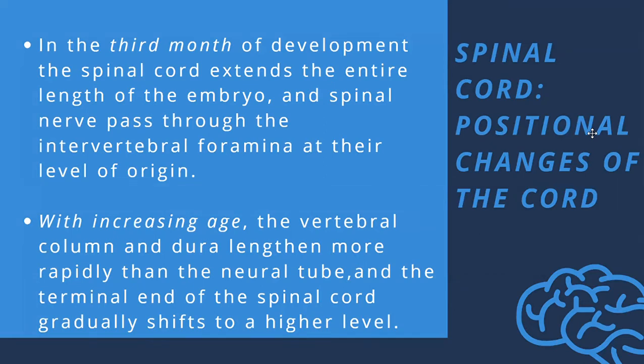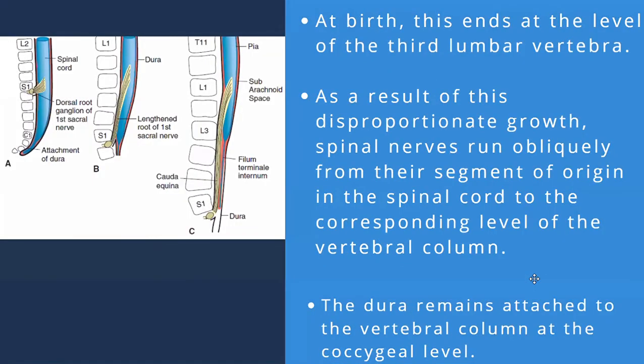The spinal cord, positional changes of the cord. In the third month of development, the spinal cord extends the entire length of the embryo, and spinal nerves pass through the intervertebral foramina at their level of origin. With increasing age, the vertebral column and dura lengthen more rapidly than the neural tube. At birth, this ends at the level of the third lumbar vertebra.